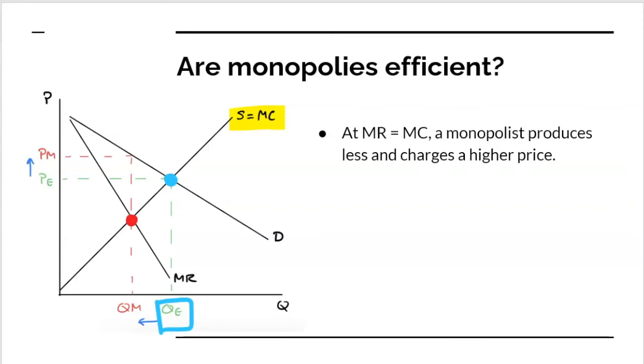However, because they're producing where MR equals MC, they are not really producing there. They're producing at this QM point. So they're producing less. And then they're overcharging, because they're going up to the demand curve. They're charging at PM, when at the point where supply meets demand, maximizing efficiency, they would charge PE. So based on our graph, monopolies are inefficient, because here they're underproducing and overcharging consumers.